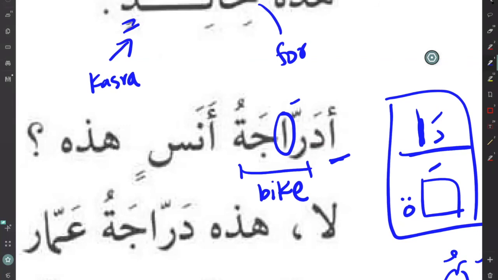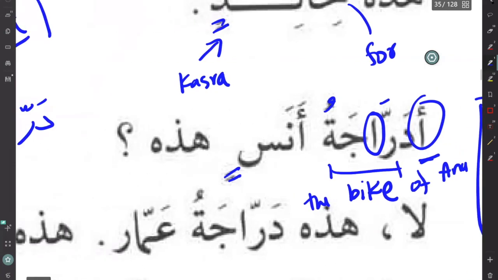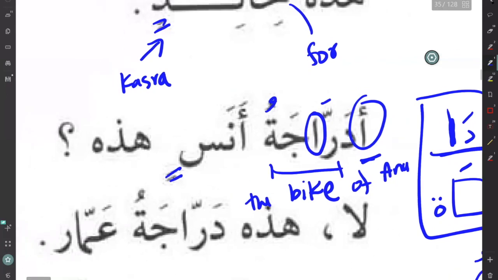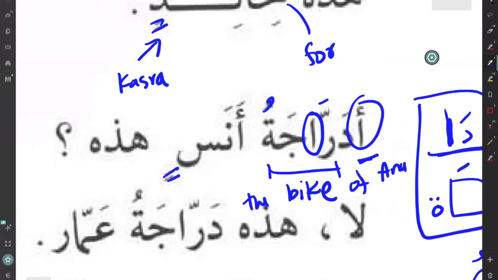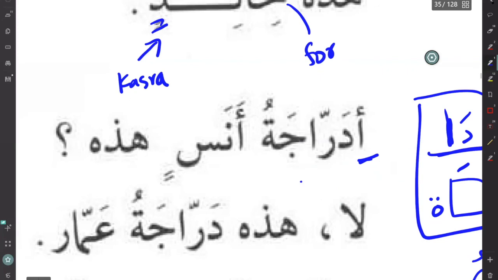Darrajatu Anas. Okay, so now we have this idafa form Anasin. Everything makes sense. No tanwin and the kasra. So we're saying bike of Anas. So it's the question: is this the bike of Anas? Here's one thing. This kind of sentence might be a little bit weird for you to see, to translate. Because if you translate word for word, let's do this. It's kind of weird.